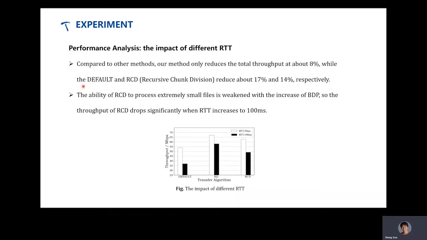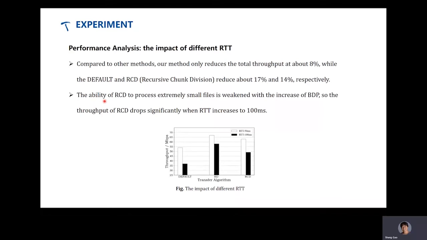reduce the total throughput by around 8%, while the default one, the GridFTP default transfer algorithm, and also the RCD, the recursive chunk division transfer algorithm, reduced it by about 17% and 14% respectively. So it's greater than our method.